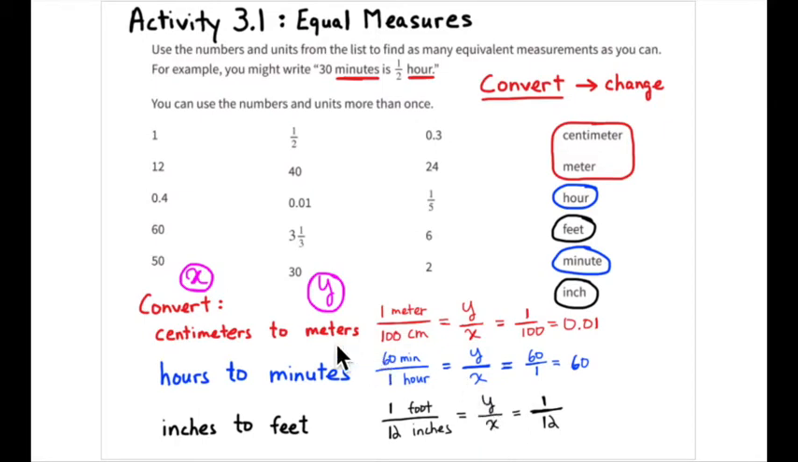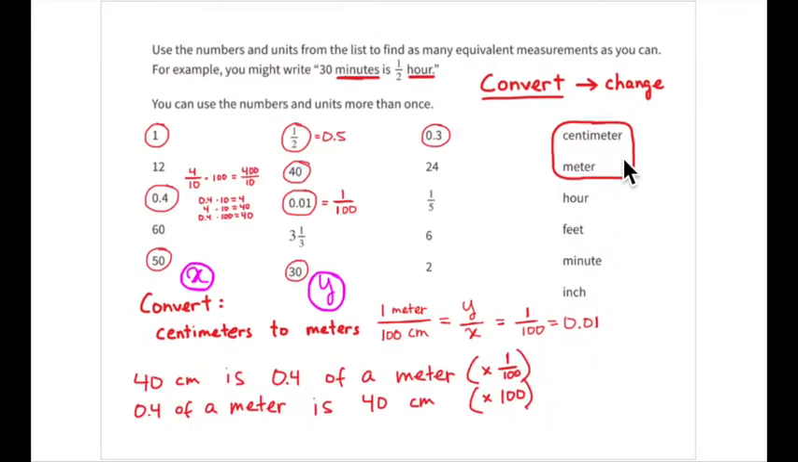That's the constant of proportionality, so meters to centimeters, minutes to hours, feet to inches. But that's not the emphasis of this activity, so don't get carried away with going into these details too much. I'll show you a little bit of that. So I broke this up into 3 parts, centimeters and meters first.